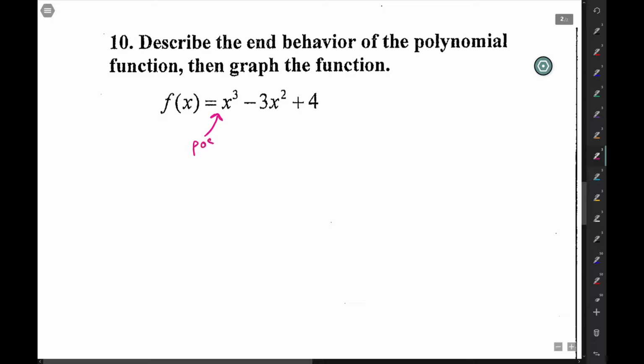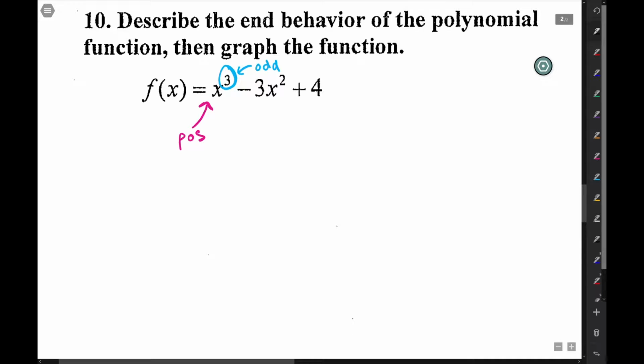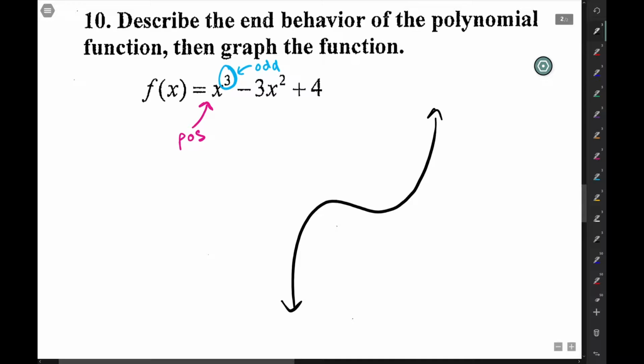So what's positive? This is a cubic function because 3 is the highest exponent, and that is odd. So that actually already tells us a lot about the end behavior. In general, cubic functions tend to look like this when they are positive. Okay, so they're going down and to the left, up and to the right. So we should have a rough idea of what it's going to look like.